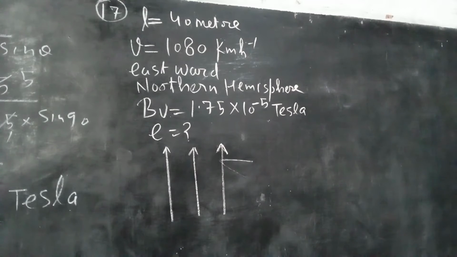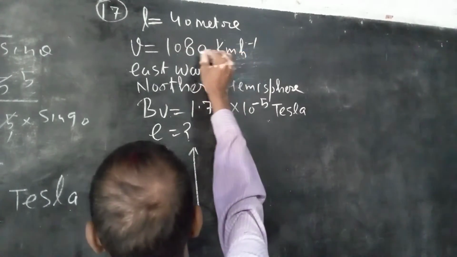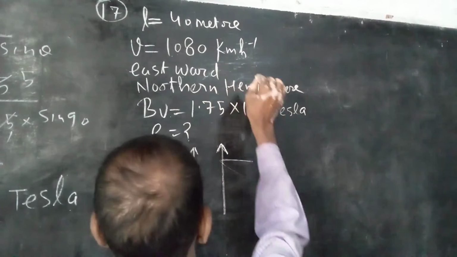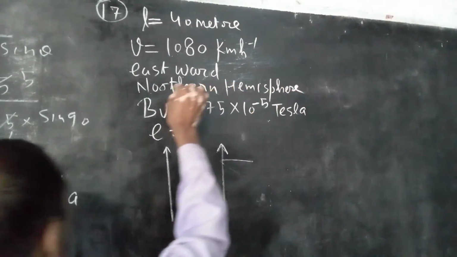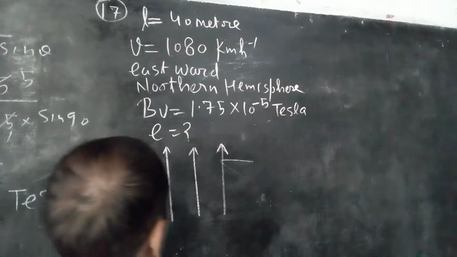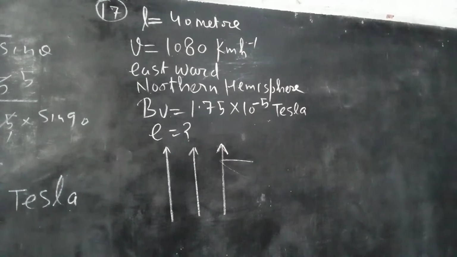Your question is: an aeroplane having wings of length 40 meter is flying with constant speed 1080 kilometers per hour in the east direction, in the northern hemisphere, where the vertical component of the magnetic field is 1.75 into 10 raised to negative 5 Tesla. You have to determine the induced electromotive force across the ends of the wings.